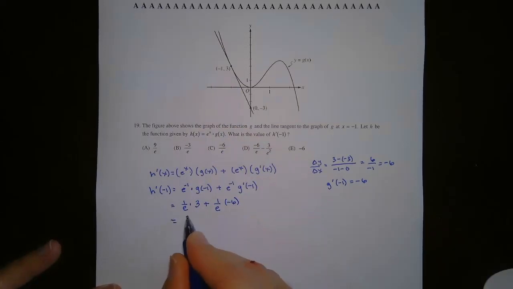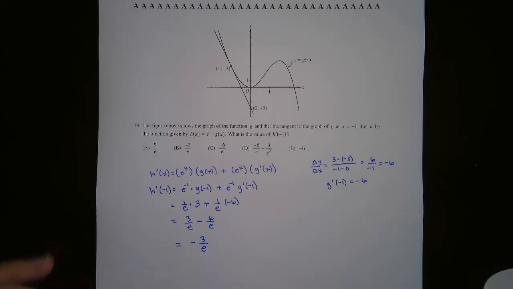So this would be 3 over e, and because we're adding and we're multiplying these two numbers and it's a negative, this is minus 6 over e, which gives you -3 over e. The correct answer is B.